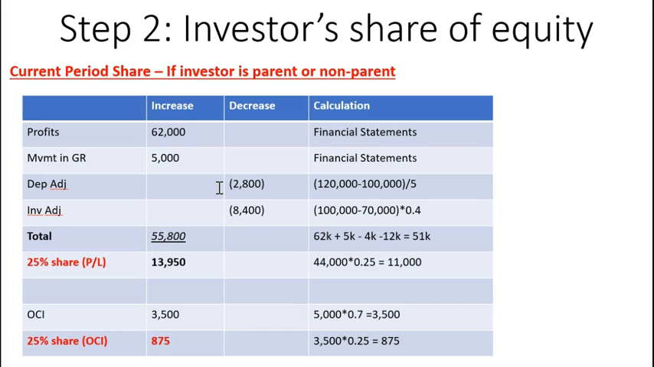So when we multiply that $4,000 by 0.7, we get this $2,800 that we put in the decrease column, because from our perspective, we should have higher expenses, so we will have less profit. But this also means less tax, so they will offset, so that we have a net decrease in our share of equity of $2,800. The inventory adjustment, again, a similar thing.